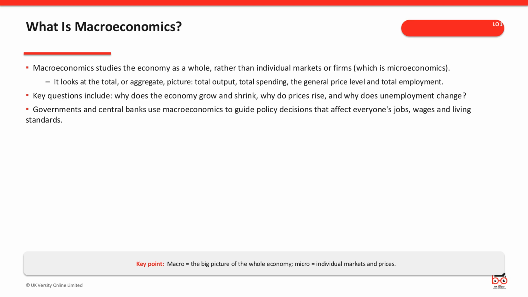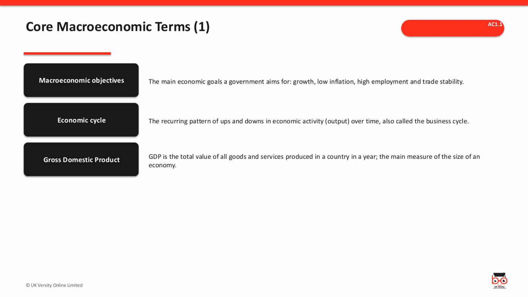When the news reports that the UK economy grew by 0.5% last quarter, or that inflation has hit 6%, that's macroeconomics in action. Governments and the Bank of England use it to make decisions that touch everyone's wages, jobs, and cost of living. Let's build up some vocabulary.